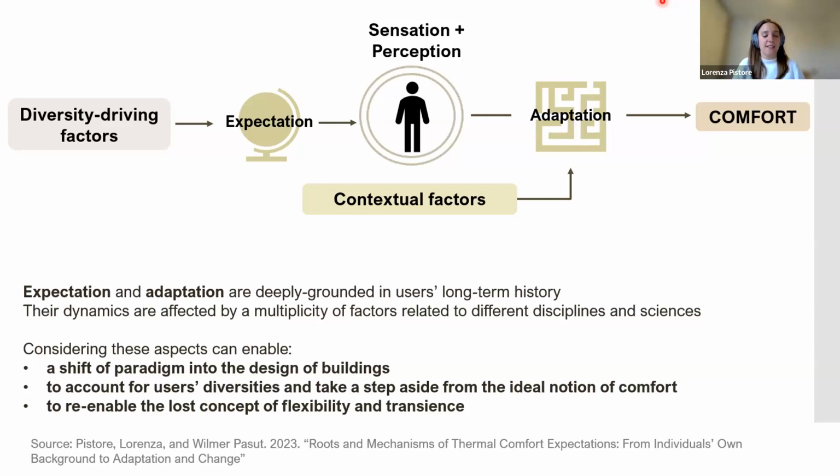So post-occupancy evaluations, so asking the users about themselves, can also help us to address and to consider these aspects. And eventually, considering these aspects can enable a shift of paradigm in the design of buildings to account for users' diversities and take a step aside from the ideal notion of comfort and to re-enable the concept of flexibility and transience within buildings.